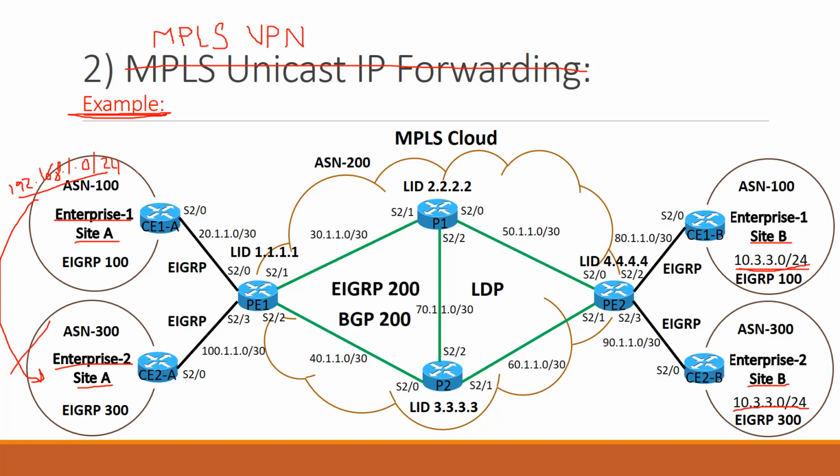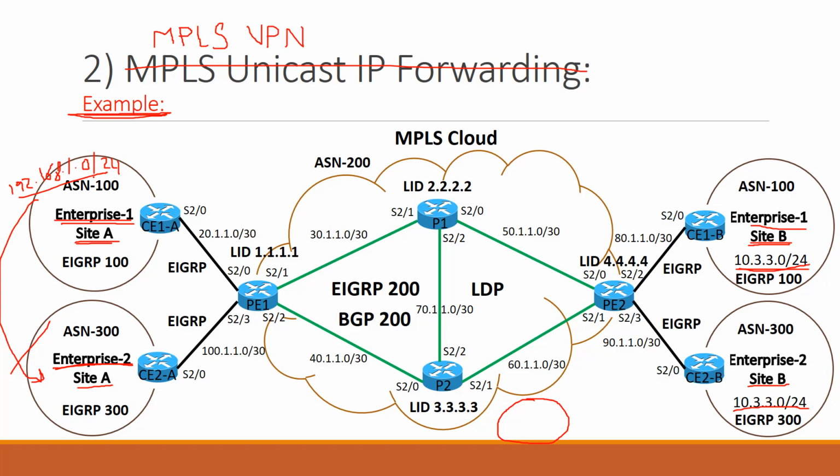All what we want to do here, we want enterprise 1 site A to learn about routes in site B of enterprise 1 and vice versa, and only from enterprise 1 sites. And enterprise 2 sites will learn about routes from each other and only from enterprise 2. No routes are learned between enterprise 1 and enterprise 2, and there is no shared site here that enterprise 1 can learn routes from, and so on.